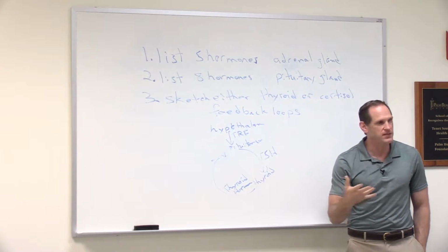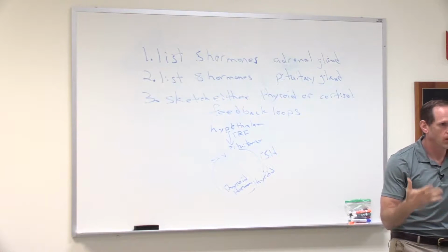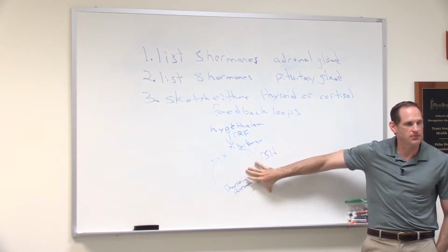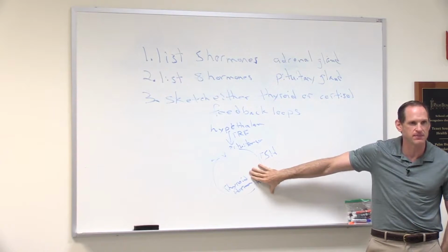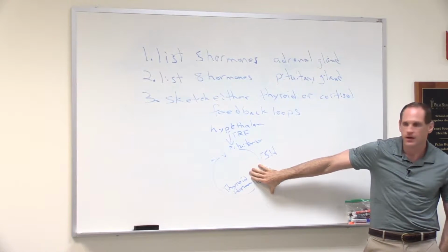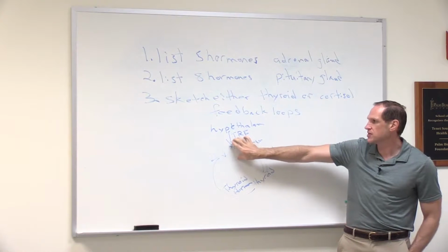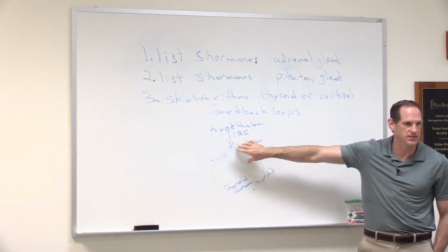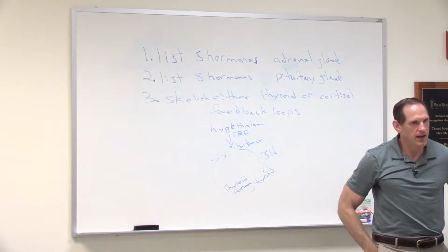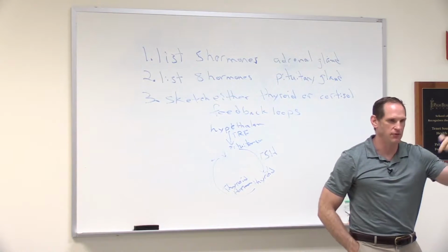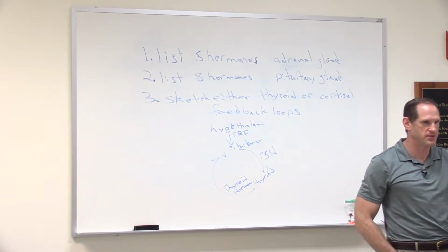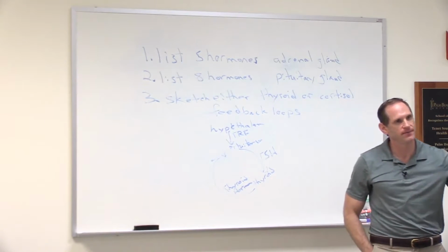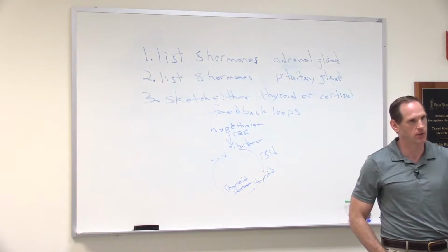Now, there's two possibilities with a thyroid disorder. One is the thyroid itself is diseased. Something is happening in the thyroid that's messing things up. The other possibility is that there's something wrong with your pituitary, and it's the pituitary that's messing things up. So, if the problem is with the thyroid itself, it's called primary thyroid disease. If the problem is with the pituitary, it is called secondary thyroid disease.